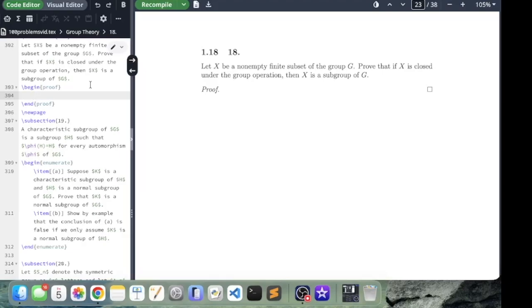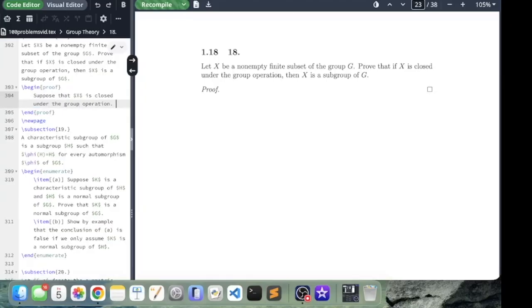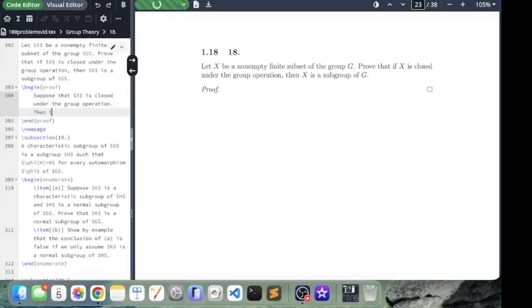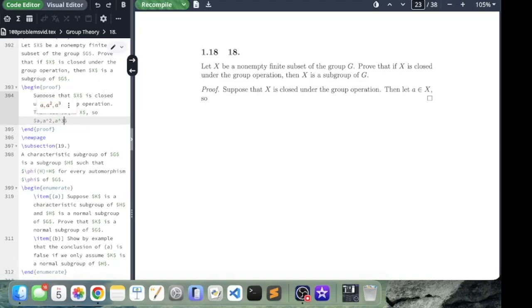Okay, so we're going to start by supposing that X is closed under the group operation. Then let a be in X. We know that elements from X are closed under the group operation, so a operated with itself 2 times, 3 times, and so on are all still in X because we have closure.